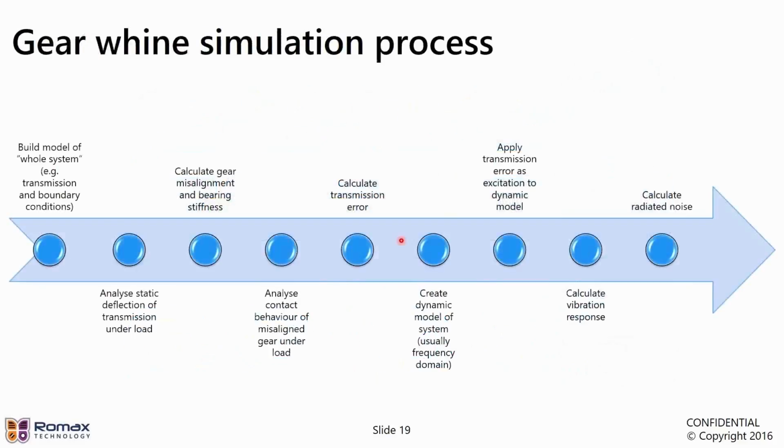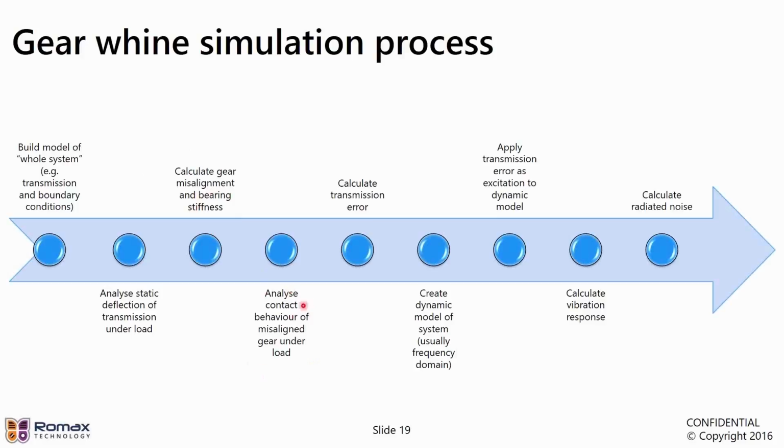So here's an overview of the Whine simulation process, and we'll run through this when we look at the demo. But there's a number of steps, all of which rely on the previous step. So the first thing, obviously, if we need to model the whole system, then we need to build a model of the whole system, and that, as well as including the system, obviously includes the realistic boundary conditions in which the system is situated. We need to make sure that environment is correctly modelled so that we are representing a realistic situation. When we have our model, then we want to look at the static deflection of the transmission under load, which in turn gives us our misalignments.